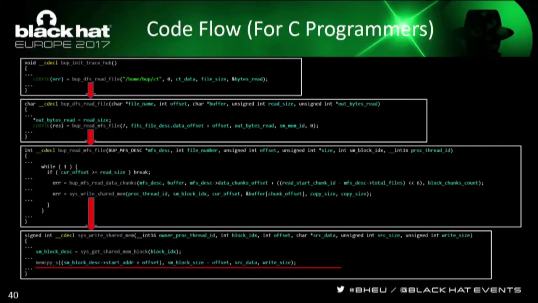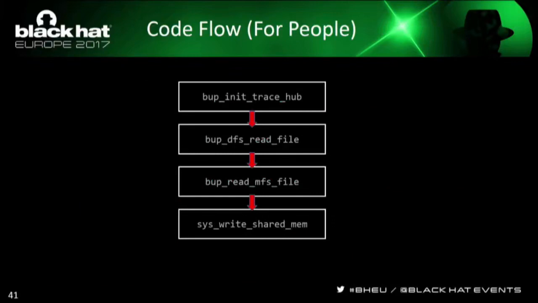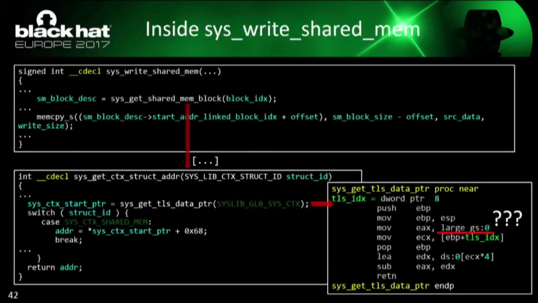So, also we can see that the syswrite shared mem function gets the address of the destination not from an argument, but from some structure which we named shared memory descriptor. This is the whole scheme. Let's go next.